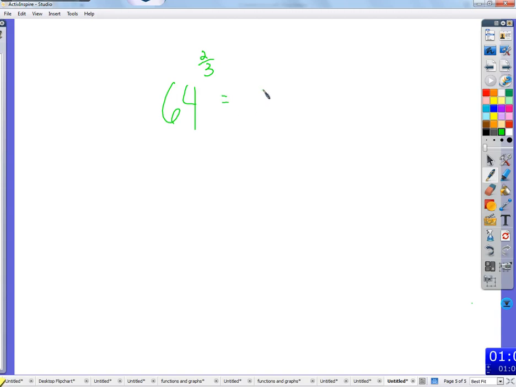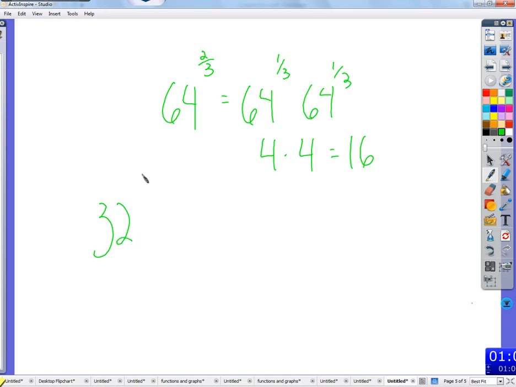16. It came up pretty quickly because a lot of you decided this is 64 to the 1/3 times 64 to the 1/3. And we know 64 to the 1/3 is 4. And so 4 times 4 must be what that is. We got 16. Some good reasoning. Now, I posed to, I think, every group, 32 to the 6/5.